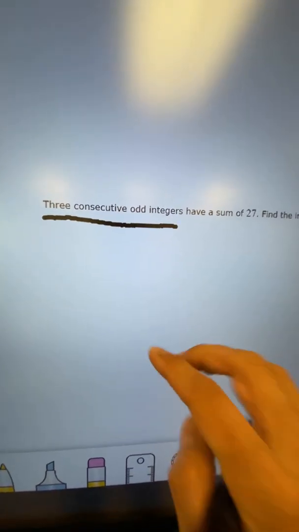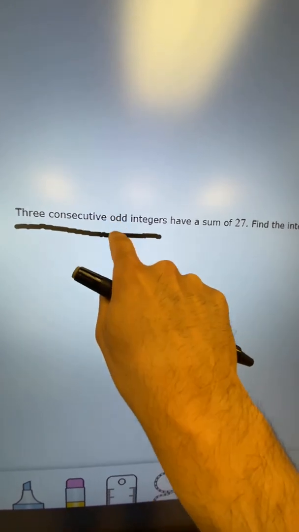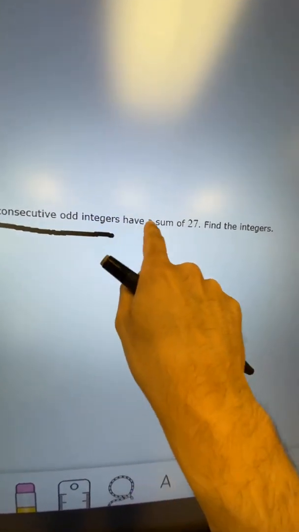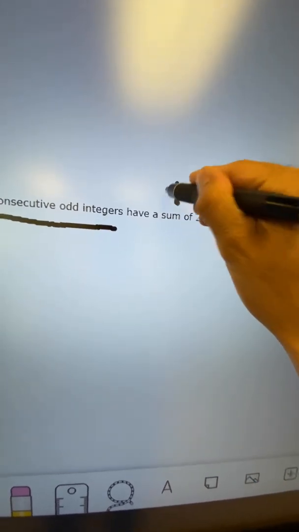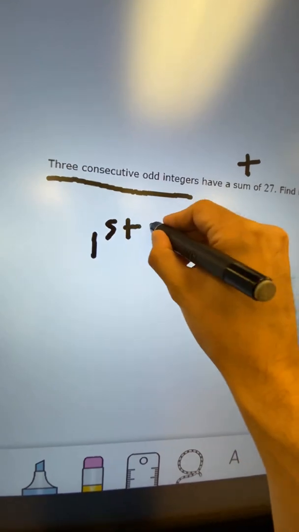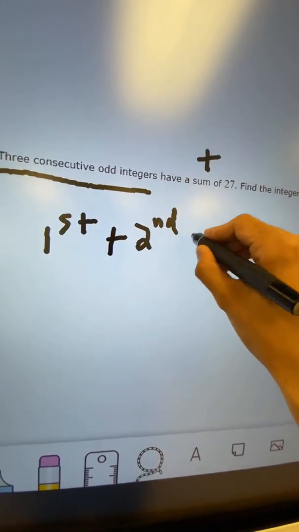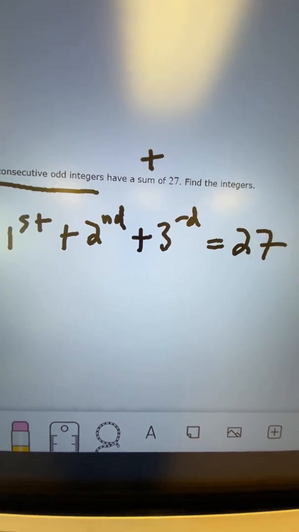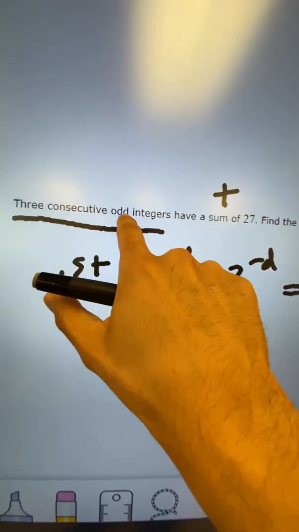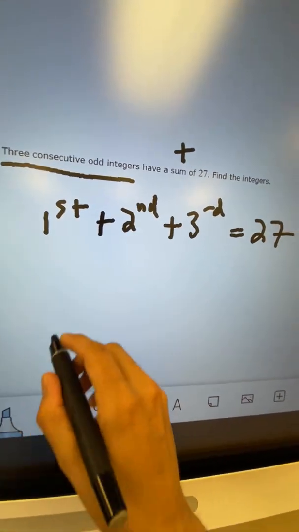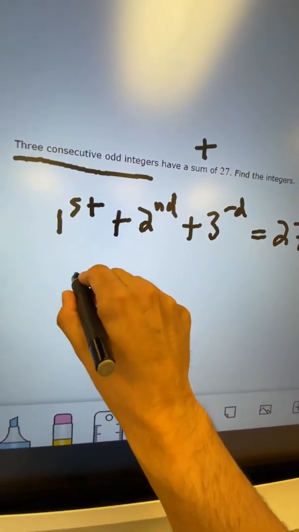Okay, and here's the last example. They want us to find three consecutive odd integers, and there's three of them that add up to 27. So don't forget, sum means to add. So that means that my first number plus my second number plus my third number should equal 27. And keep in mind, they said odd integers, so I have to pick an odd integer as my first number. So let me say I'll pick 9.